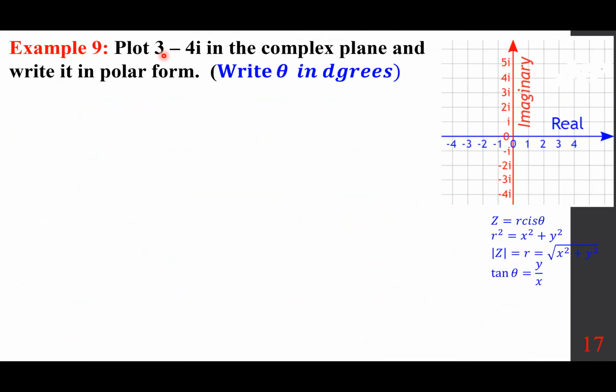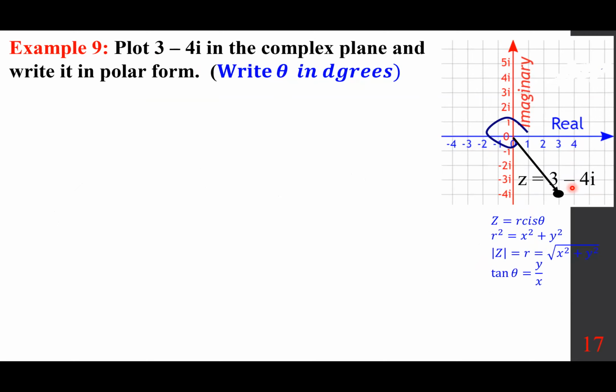We want to plot this number, 3 minus 4i, in the complex plane and write it in polar form. So 3 to the right, 4 down. In essence, you can say 3 and negative 4 if we were thinking of just basic x, y. And so we want to write it, and they have asked for theta to be in degrees, so we need to figure this out. So z equals 3 minus 4i.